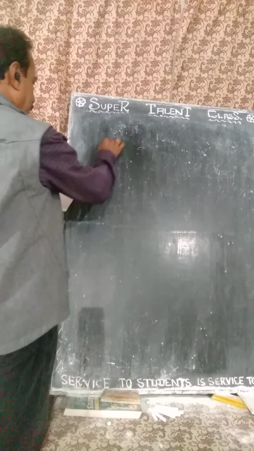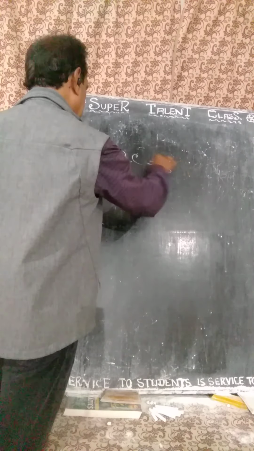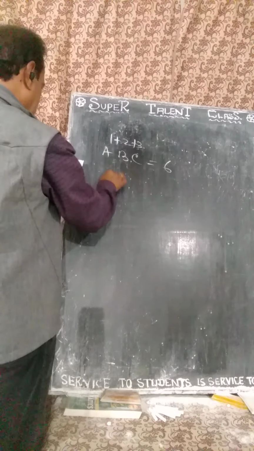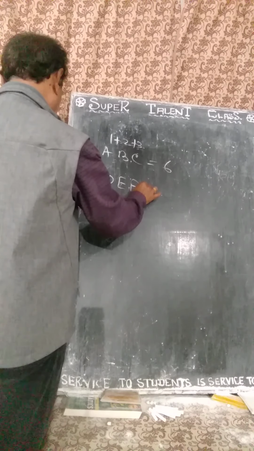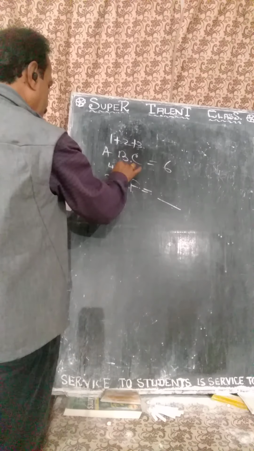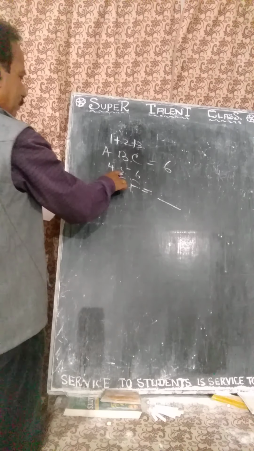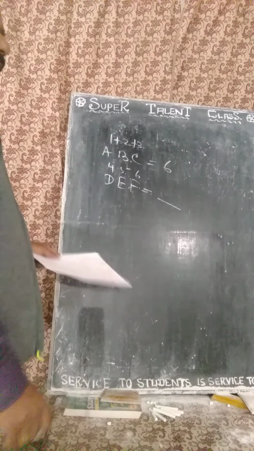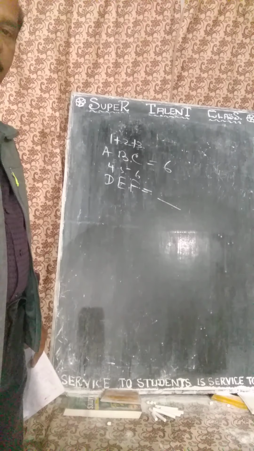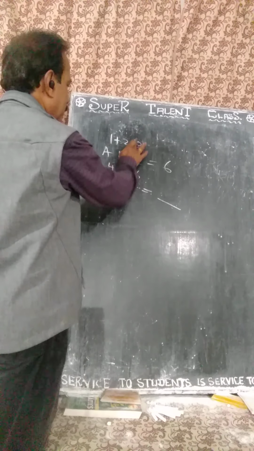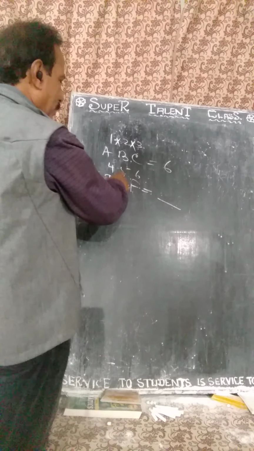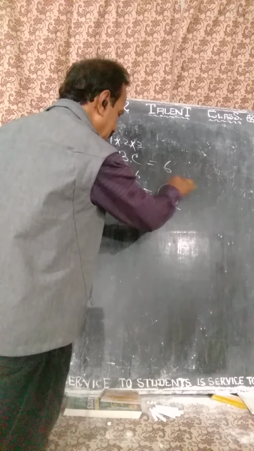Suppose ABC is 6. 1, 2, 3. See, 6. Then DEF is equal to what will come? Tell me. DEF, what will come? D 4, 5, 6. 6 plus 5, 11 plus 4, 15. Suppose 15 is not in the options. So what other logic should you think of? Suppose the other logic is 3 into 2 is 6. So 6 into 5, 30 into 4, it will be 120, the correct answer.